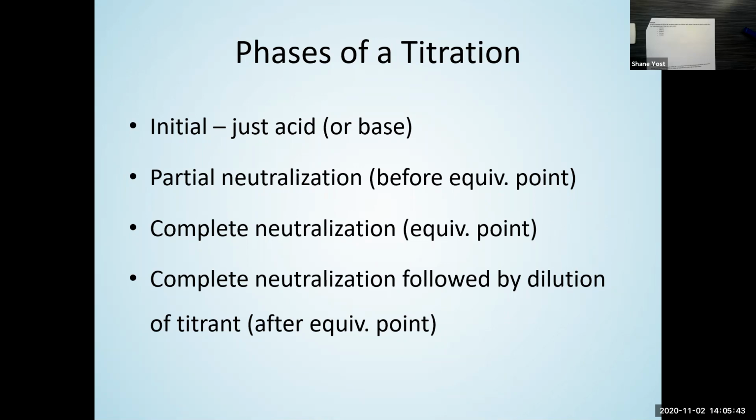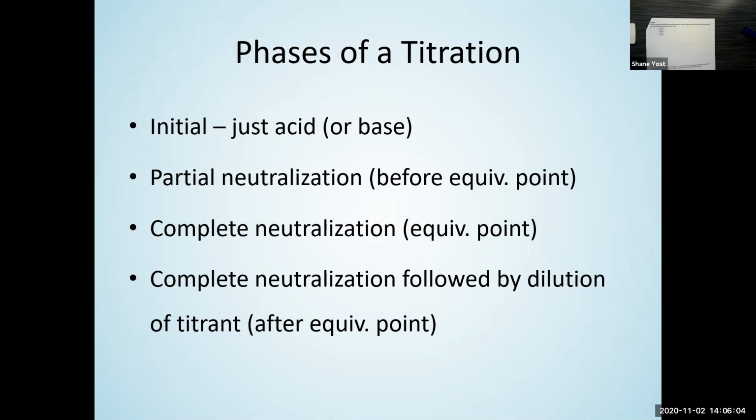So I have some acid in solution, I add equal amounts of the base so that they completely react with each other. And that's why it's called the equivalence point, right? Because again, you've added equal amounts of the acid and base in that solution, so you have equivalent amounts of acid and base.